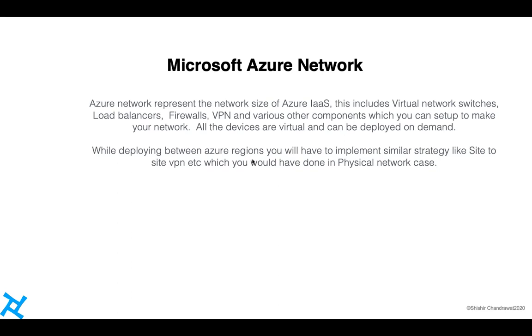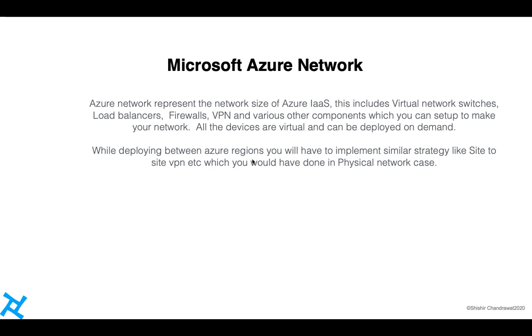And what you can do is that if you want a physical firewall facility, if you want to actually put a Juniper firewall in your Azure data center, you don't have to physically get the firewall. You can just go and select an appliance, and it is going to spin up a virtual appliance for you. It will have the same functionality, same interface which you could have had in an on-premise firewall. So all these things, and VPN and various other components which help to make your network. All devices are virtual and can be deployed on demand. That's your Microsoft Azure network.